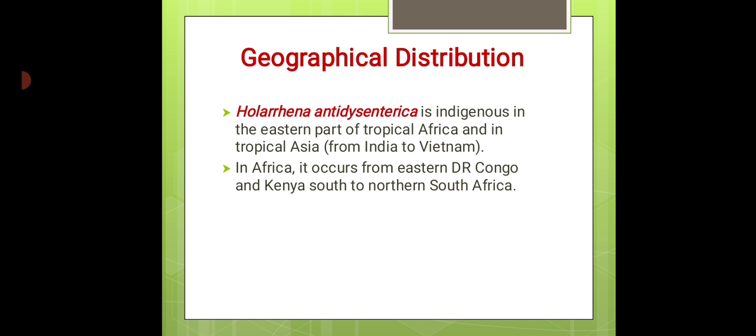Then geographical distribution of Holarrhena antidysenterica. Holarrhena antidysenterica is indigenous in the eastern part of tropical Africa and in tropical Asia, that means from India to Vietnam. In Africa, it occurs from eastern DR Congo and Kenya south to northern South Africa.